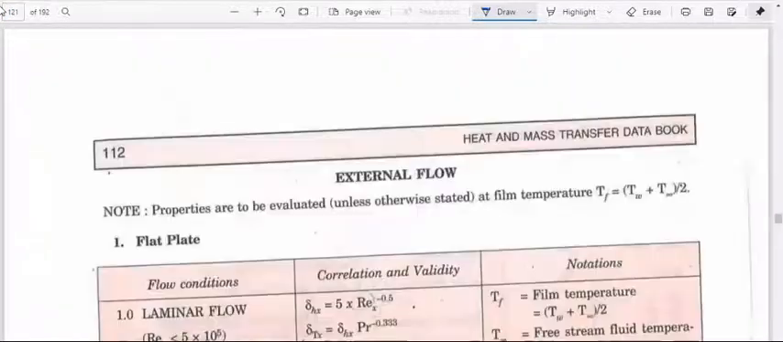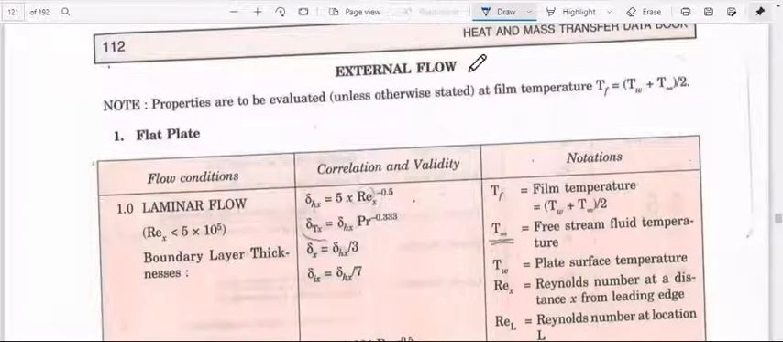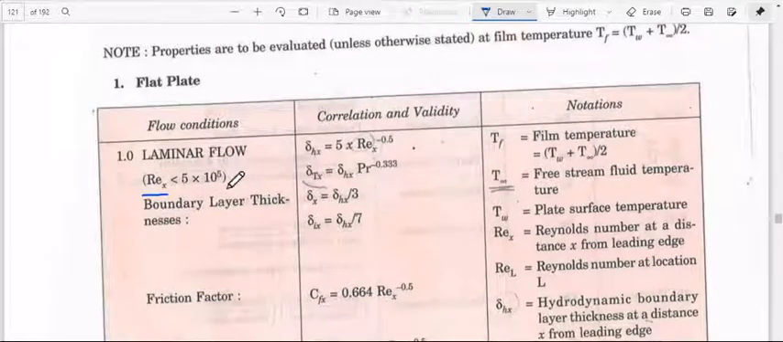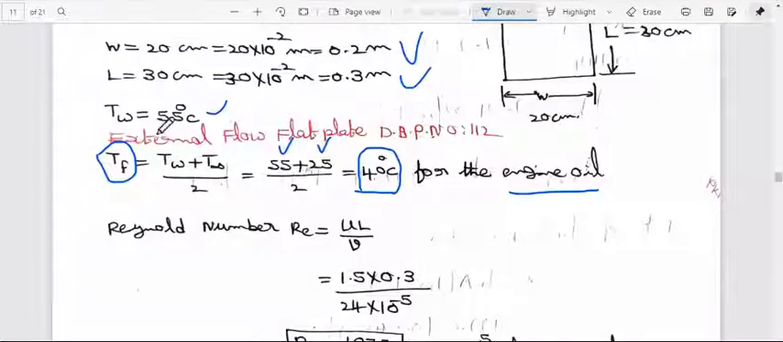Data book page number 112. Here this is the external flow flat plate. First we need to calculate the Reynolds number. We need to check whether it is less than 5 into 10 power 5 or greater than 5 into 10 power 5.